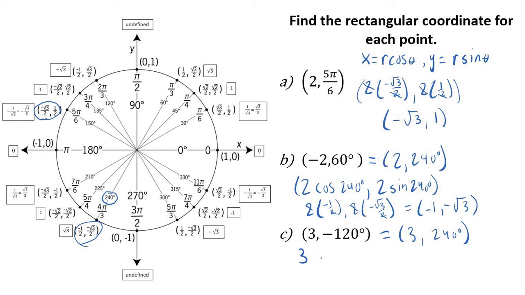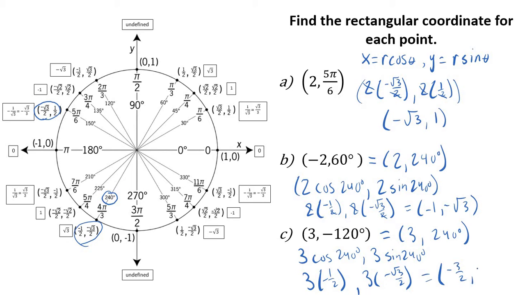So we've got 3 cos 240, 3 sine 240. So let's simplify those. Now we already did 240 right here, so 3 times negative 1/2, 3 times negative root 3 over 2, and let's just simplify that. So this would be negative 3/2 and negative 3 root 3 over 2 would be our coordinate.